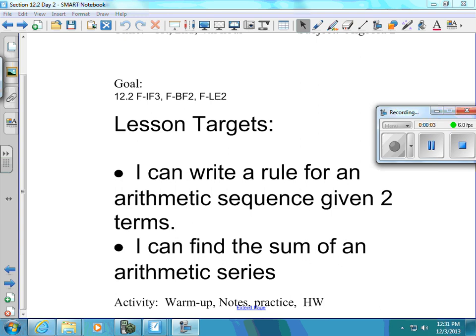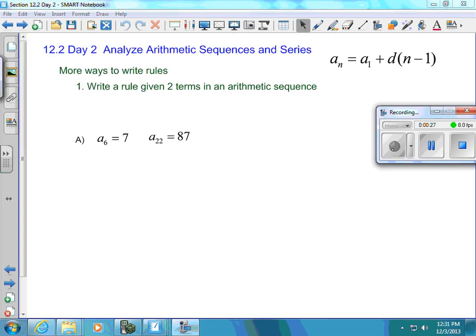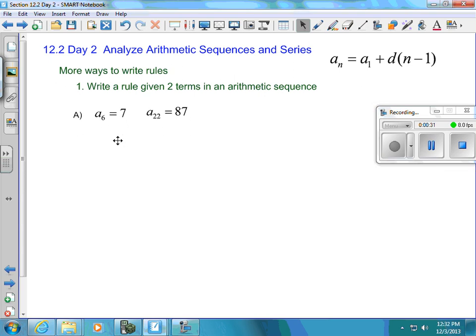Okay, welcome to the next lesson, or the continuation of this chapter. We're looking to finish up section 2 in chapter 12. We're going to learn how to write a rule for an arithmetic sequence given two terms and to find the sum of an arithmetic series. So we're going to learn one more way to write a rule for arithmetic sequences, and then we're going to do sums of series.